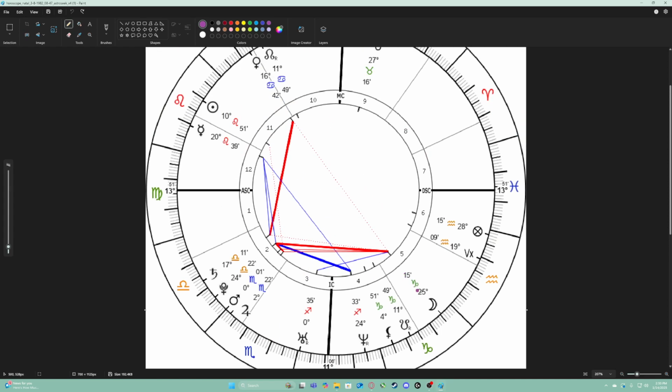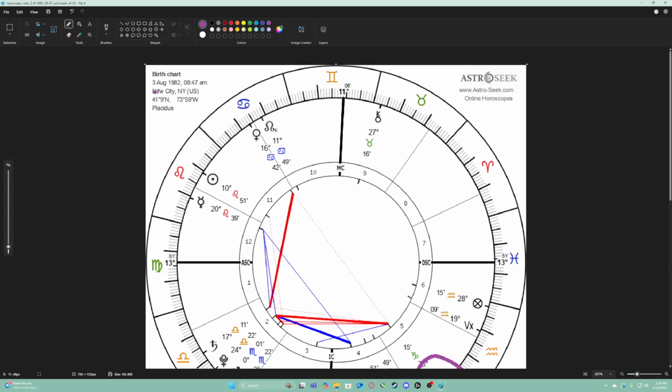I don't really see a lot of oppositions here. This is one opposition that I just circled, right? So in this chart, in John Doe's chart, which I forgot to write John Doe, right?